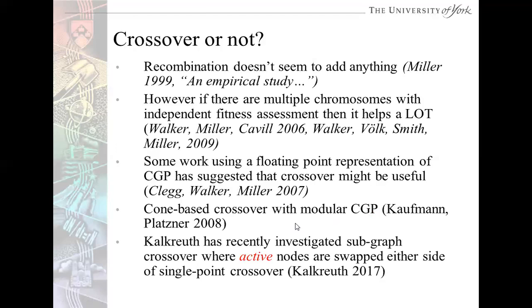Paul Kaufmann and Roman Kalkreuth have both devised some. Kalkreuth has investigated subgraph crossover, where active nodes are swapped either side of a single crossover point. But nothing definitive has been found about the utility of crossover. So I guess it's still an open question whether there is a form of crossover that makes CGP much more effective.